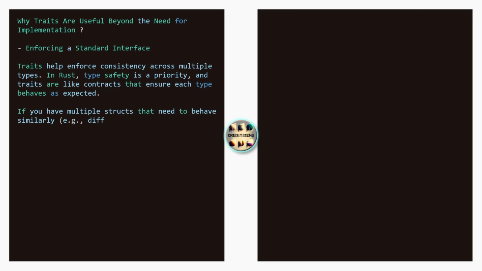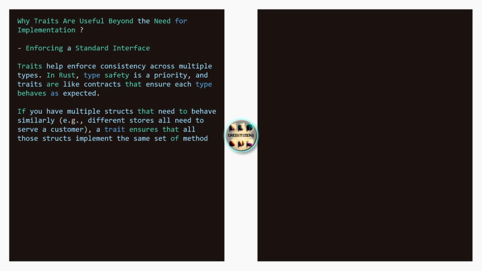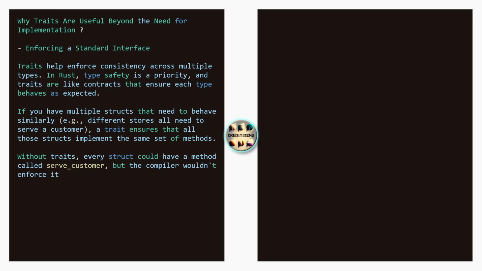So first, enforcing a standard interface. Traits help enforce consistency across multiple types. In Rust, type safety is a priority, and traits are like contracts that ensure each type behaves as expected. So if you have multiple structs that need to behave similarly, different stores all need to serve a customer, a trait ensures that all those structs implement the same set of methods.